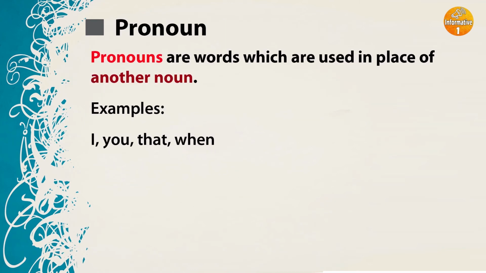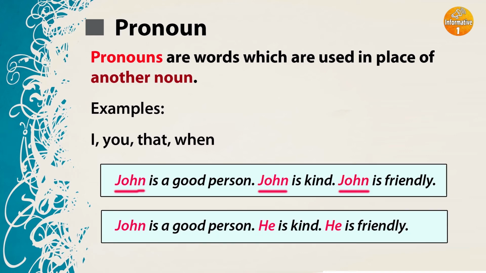Pronouns. Pronouns are words that are used in place of another noun. So they actually replace a noun. And why do they do that? Usually to avoid repetition and to avoid redundancy. So if I were to say, John is a good person, John is kind, John is friendly, I would say John is a good person, he is kind, he is friendly. And instead of using John thrice, I can just use it once, and then the rest I can mention John by just using the word he.